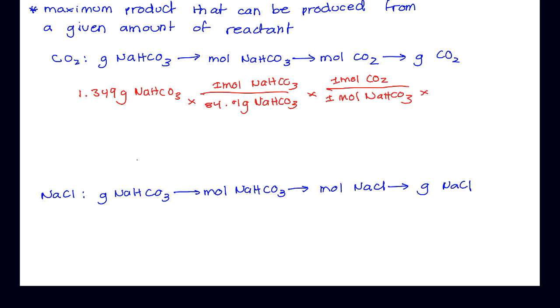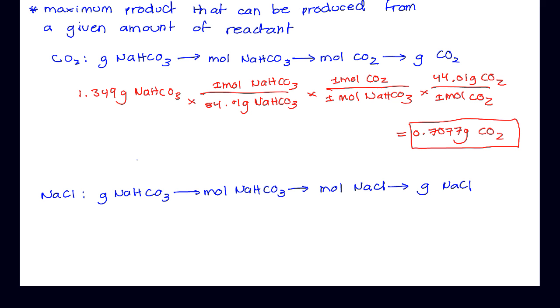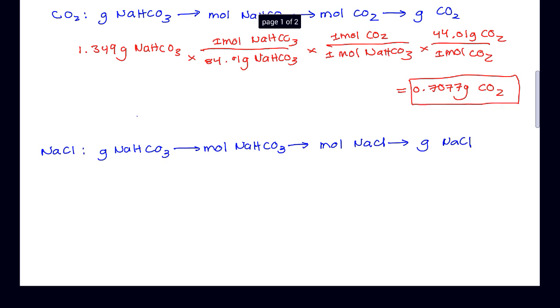And the very last thing is we have to go to grams. So for every 1 mole of carbon dioxide, our molar mass is 44.01 grams of carbon dioxide. So everything cross cancels, and what you get is 0.7077 grams of carbon dioxide. So keeping in mind significant figures, we start with 4 significant figures, so we have to end with 4 significant figures. Let's do the same thing for the sodium chloride.